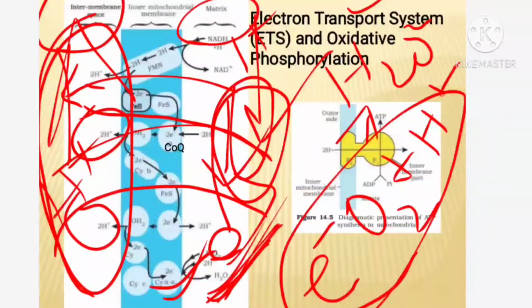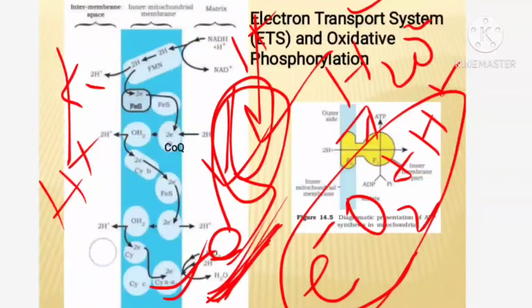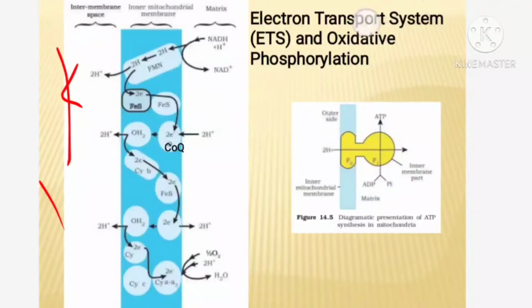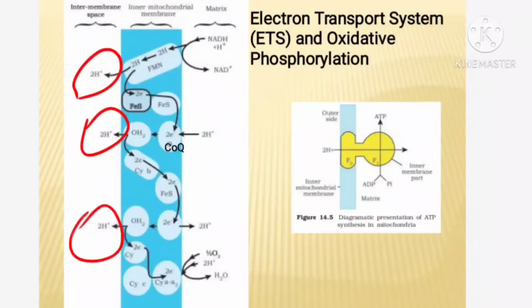So, that process is given as what? Oxidative phosphorylation. That is what we are going to discuss now. Listen very carefully, what is oxidative phosphorylation? So, hydrogen, when you are seeing three places, the hydrogen atoms were released, isn't it?